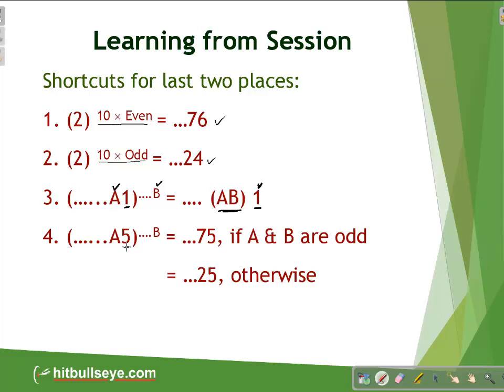If your number is ending in 5, and before 5 we have A, and the last place of the power is B. If A and B both are odd, what is the answer? 75. Otherwise, in the remaining 3 cases, we'll get 25. So that was all about unit place and tens place.